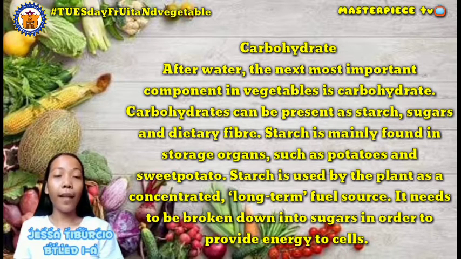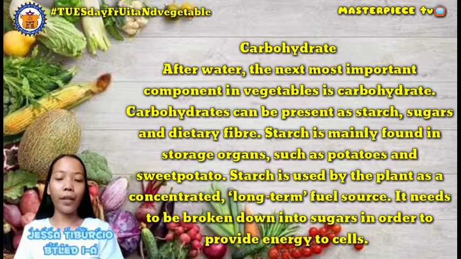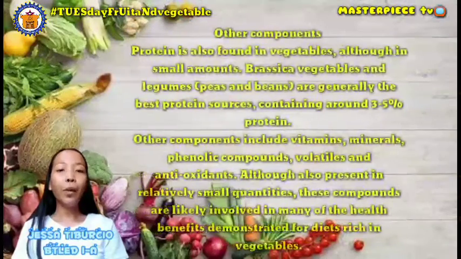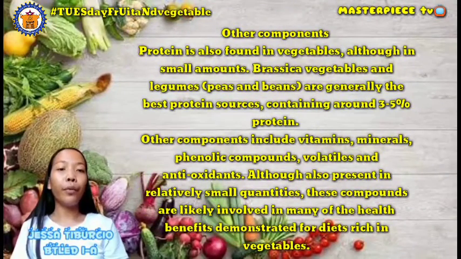Carbohydrate can be represented as starch, sugar, and dietary fiber. Starch is mainly found in storage organs like potatoes and sweet potatoes. And also, it needs to be broken down into sugar in order to provide energy to cells. Other components like protein are also found in vegetables, although in small amounts. Brassica vegetables and legumes, peas and beans are generally the most protein sources, having 3 to 5% protein.